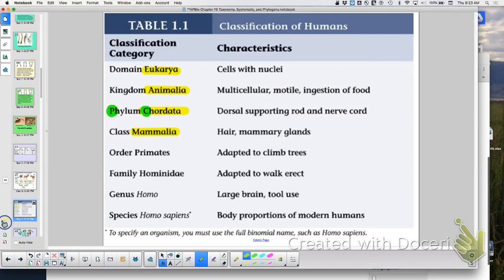Domain, kingdom, don't look, I see you peeking. Domain, kingdom, phylum, class. What class? Class of mammals. Okay, perfect. Then the order that we belong to is primates, and this is stupid, but I'm going to tell it to you. This is how I remember this.